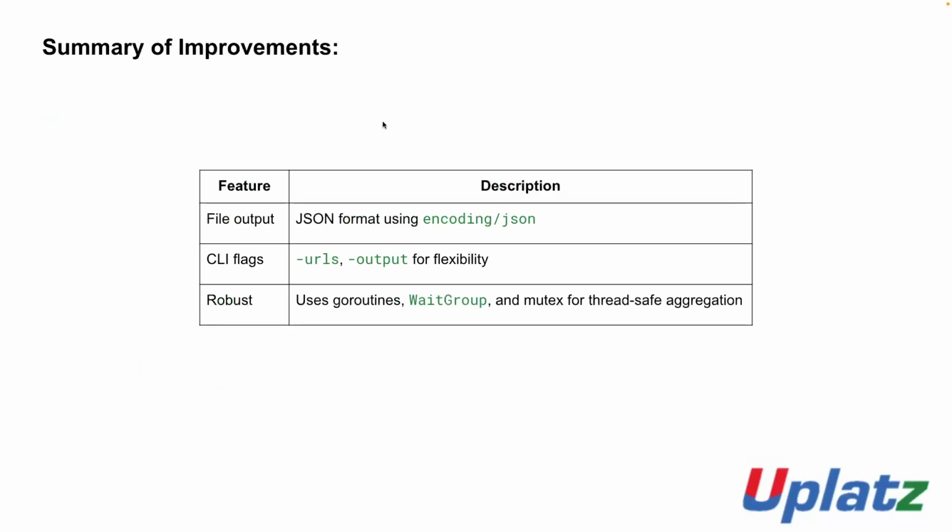A summary of improvements: file output in JSON format using encoding/json, and CLI. CLI means command line interface flags, hyphen urls, hyphen output, for flexibility. Robust: uses Goroutines, WaitGroup, and mutex for thread-safe aggregation.